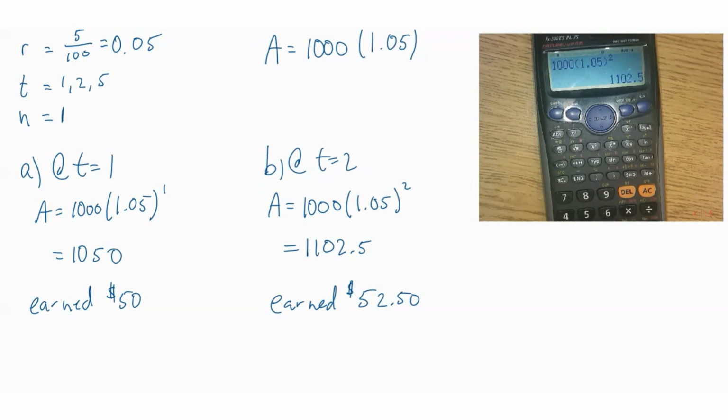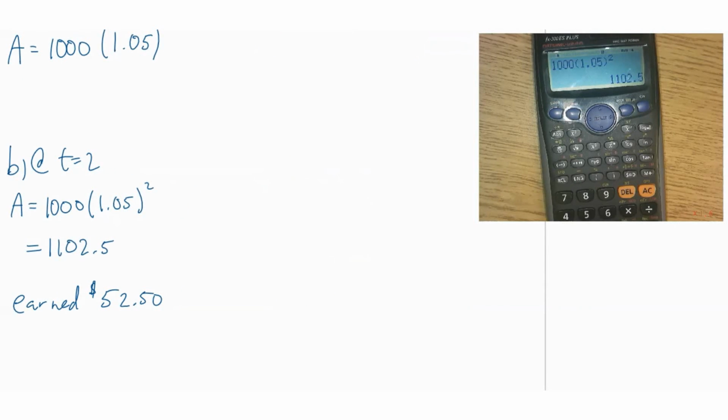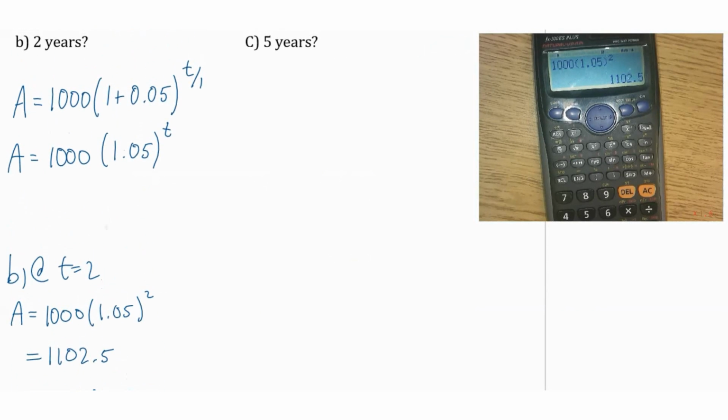Okay, so anyway, it's interesting. First year you earn $50, second year you earn $52.50, third year you'll earn even more than that. So it grows, but how fast it grows too. And if you think about the exponential curve, that's why it's not like a straight line going up, it curves up. Okay.